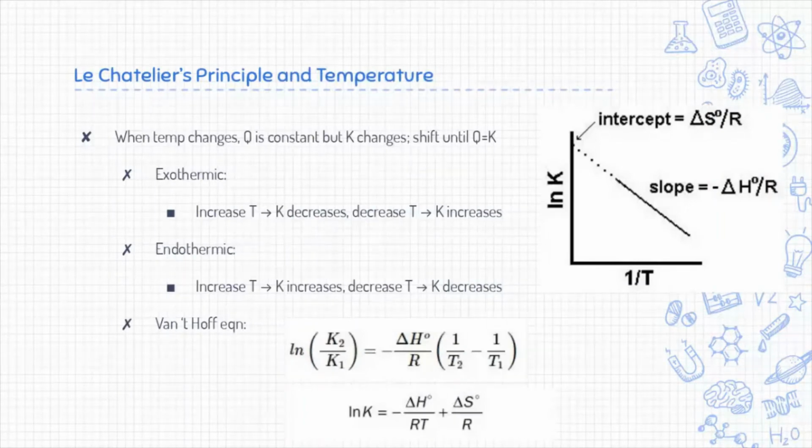And the dependence of Le Chatelier's principle on temperature is a little different. All the other shifts you can kind of boil down to a shift in concentration. Temperature is different. So when temperature changes, Q remains constant, but K is going to change. So the reaction is still going to shift, but now it's for a different reason. Before it was because Q was changing and K was constant. Now Q is constant and K is changing.